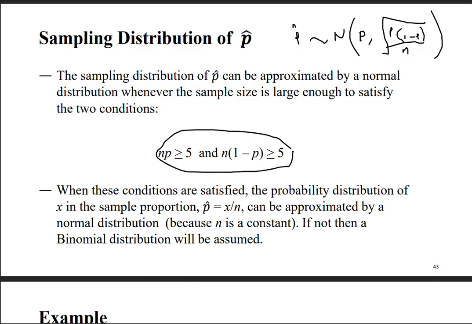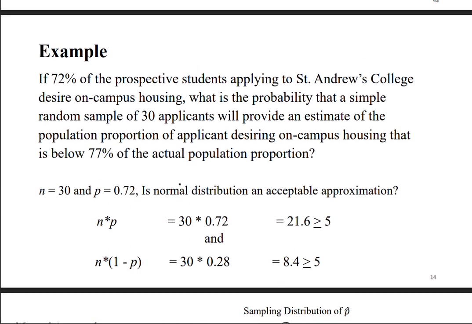To be able to approximate the proportional distribution as a normal distribution, these two conditions must be met. The sample size times the proportion of success should be greater than 5, and the sample size times 1 minus the proportion of success should also be greater than 5. When these conditions are satisfied, the probability distribution will be approximated as a normal distribution and not as a binomial distribution. Let's take a look at an example and see how this works out.